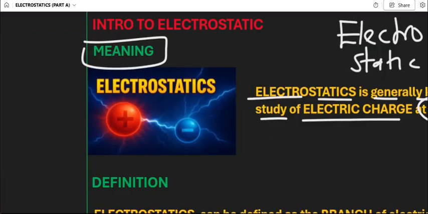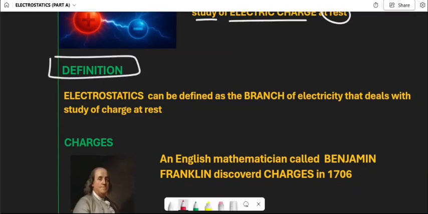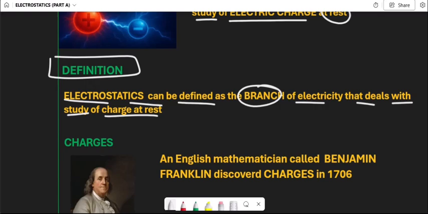So a typical question we are dealing with today is: what is the definition of electrostatics? It is written that electrostatics can be defined as a branch of electricity that deals with the study of charges at rest. As simple as that.